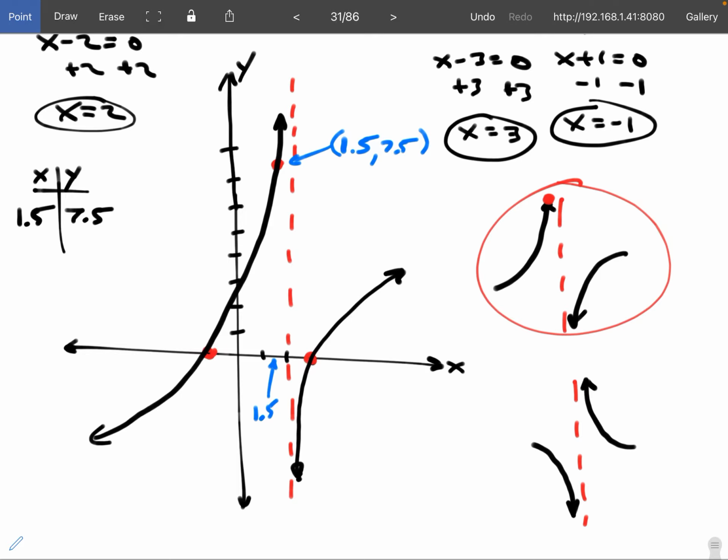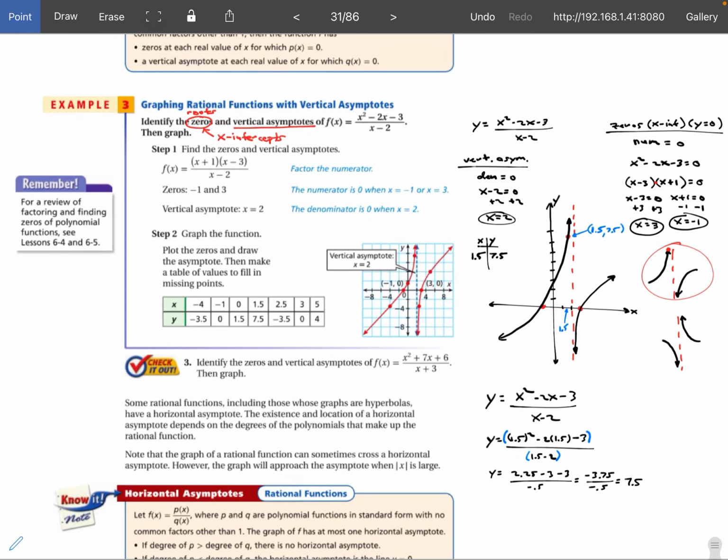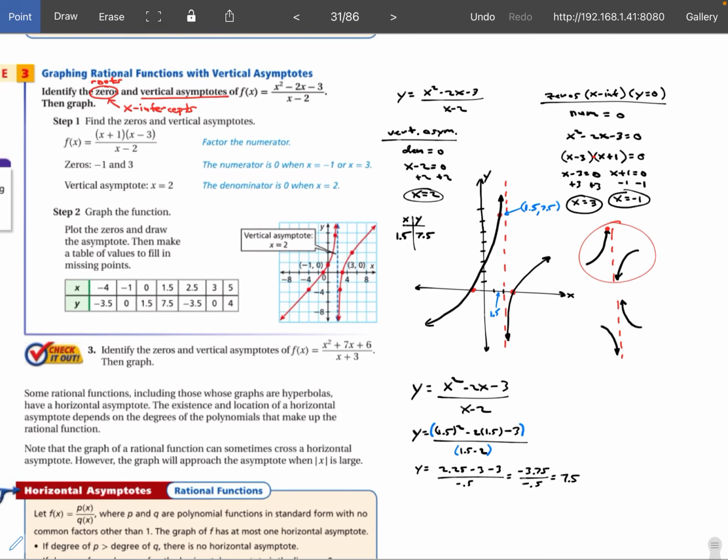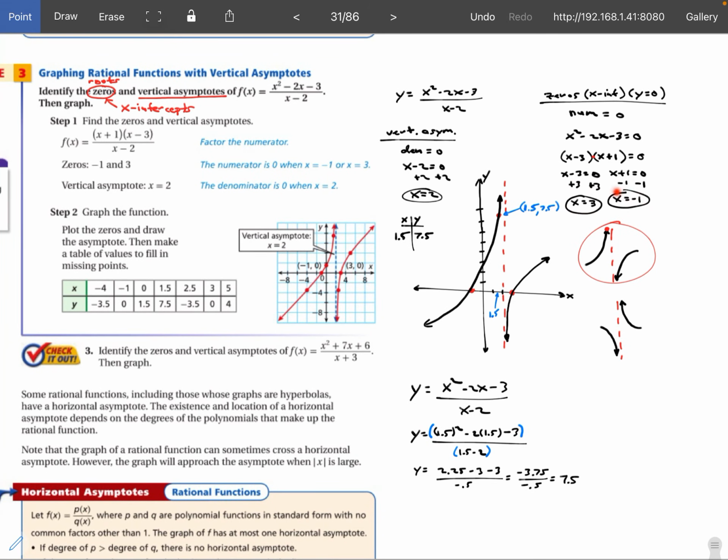That's a lot. So let's see if we did. I want to make sure we didn't miss anything that we were supposed to do on this problem. So we were supposed to identify the roots, which we did right here, or the zeros or x-intercepts. We were supposed to find the vertical asymptote, which was right here. We got that. And we were supposed to sketch a graph, which we did. So we got all of it.